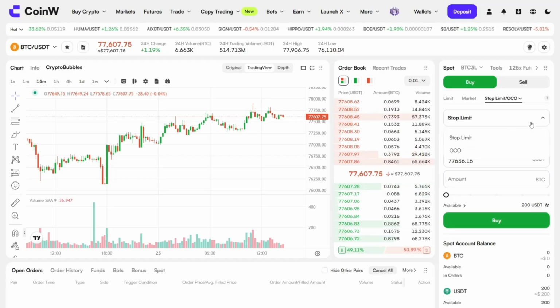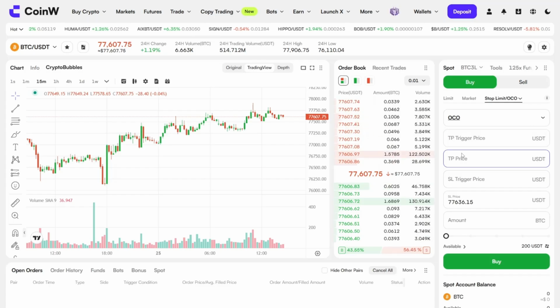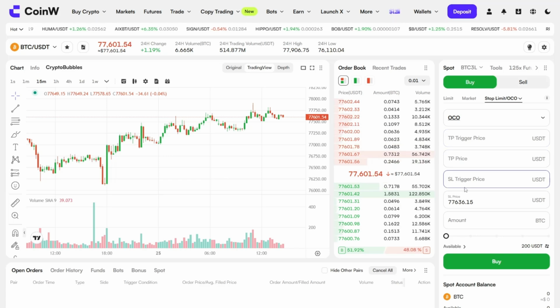For an OCO order, this stands for one cancels the other. This lets you place two orders at the same time, usually a take profit and a stop loss order. If one order gets filled, the other automatically gets canceled. So for example, if you buy Bitcoin, you could set one order to take profit if the price goes up and another order to limit your loss if the price goes down. Once one of those happens, the other order is canceled.